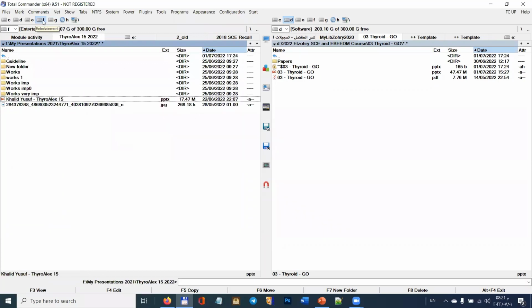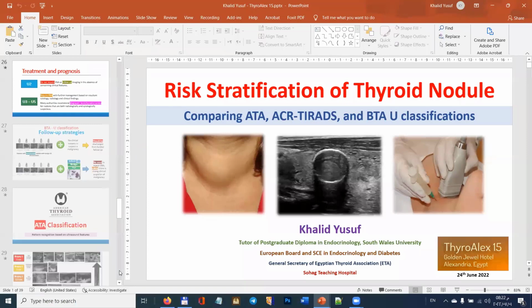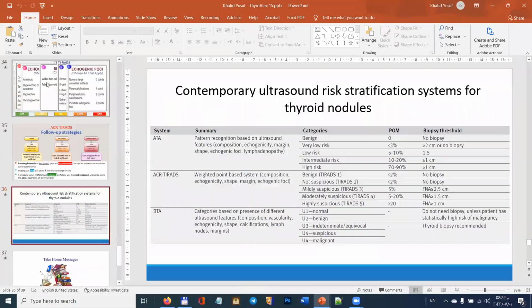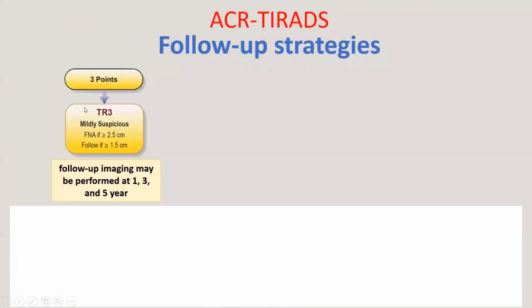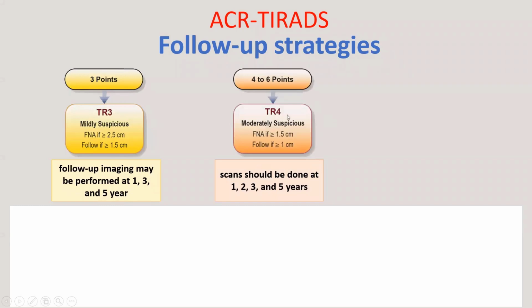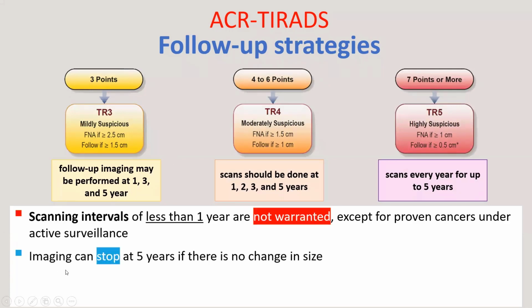Because this is very important, Dr. Ashraf, I will share the follow-up for TI-RADS. So what is the follow-up strategy according to TI-RADS? If the patient is TI-RADS 3, follow-up imaging at 1, 3, and 5 years. And for your question about TI-RADS 4, which is moderately suspicious, we should scan at 1, 2, 3, and 5 years. And for TI-RADS 5, every year for 5 years. This is very, very important: imaging can stop at 5 years if there is no change in size. This is the answer to your question, Dr. Ashraf. So for TI-RADS 4, we need to follow up after 1, 2, 3, and 5 years. After 5 years, if there is no change in size, there is no need to follow up.